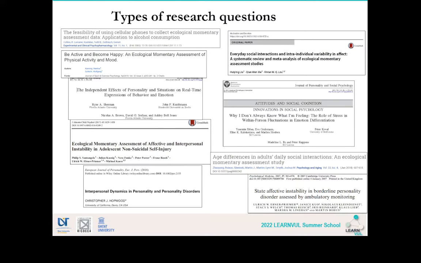Right now, I just put these, but I could put many slides with many publications. Now it's just one after the other with many different things.